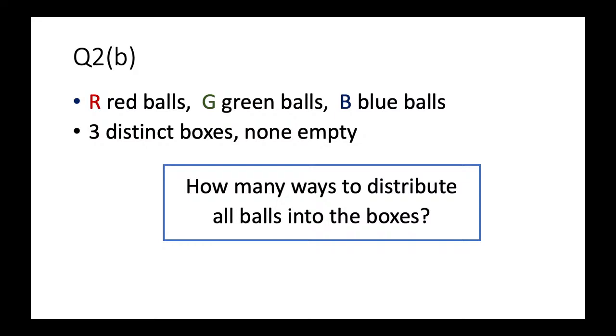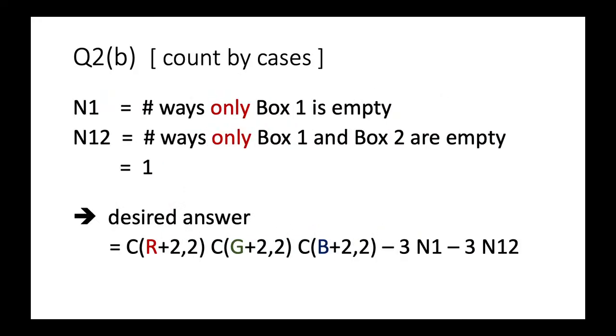Okay, so how can we solve this? Let me use N1 to denote the number of ways that only box 1 is empty, but box 2 and box 3 are non-empty. And then I use N12 to represent the number of ways that only box 1 and box 2 are empty, where box 3 must be non-empty. So first of all, we know that N12 is equal to 1 because it means that all the balls are now in box 3.